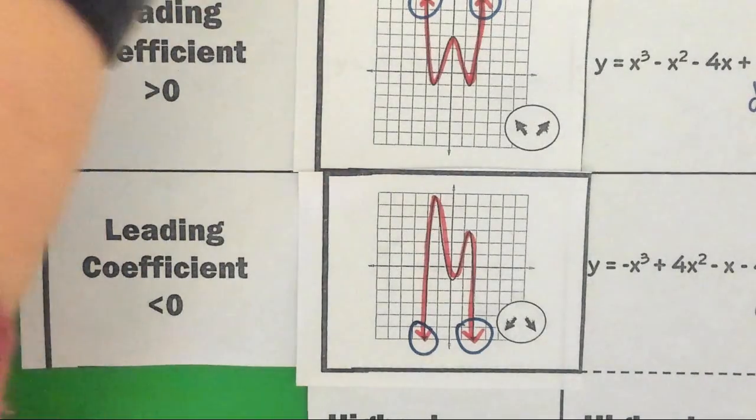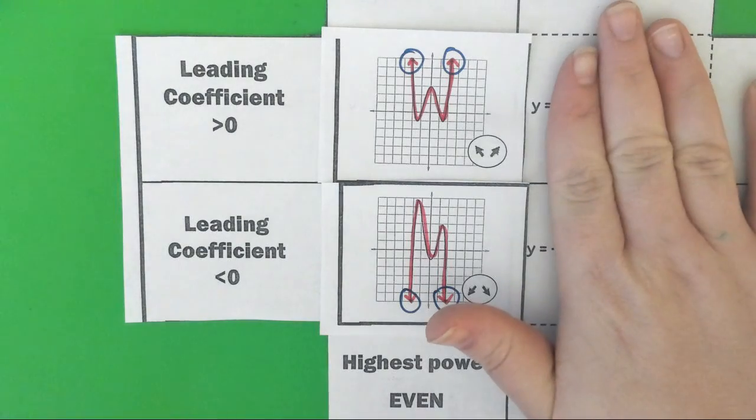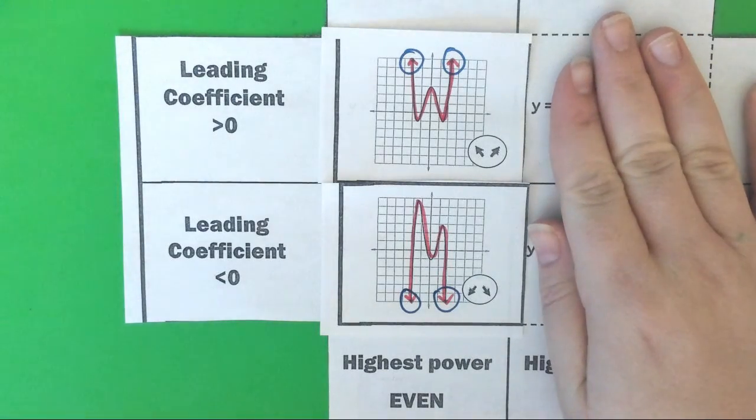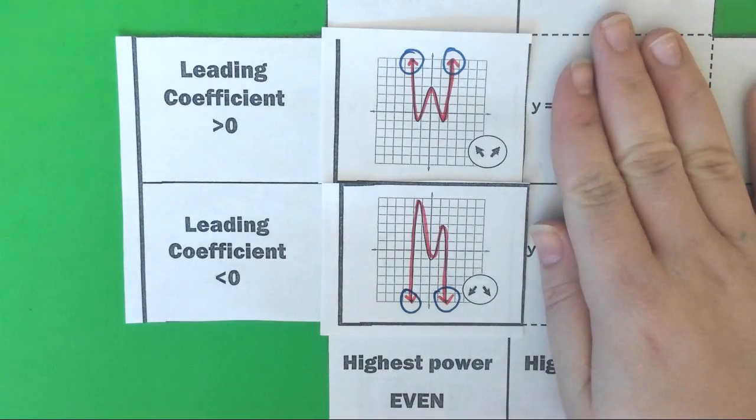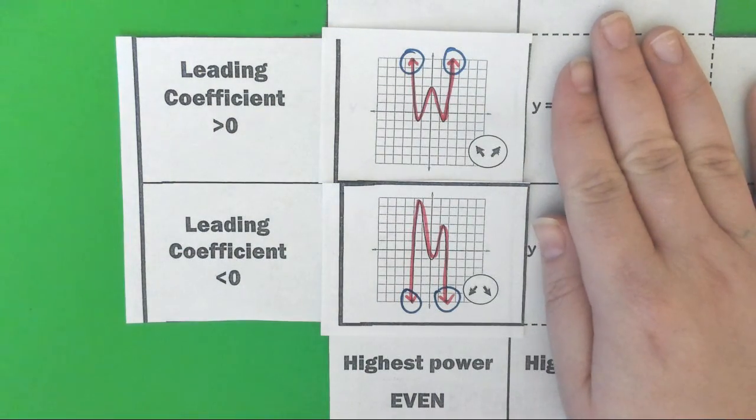So we're only talking about even degree ones. If our degree is even, so we're talking 2, 4, 6, 8, 10, an even number, either both ends are going up or both ends are going down. Let me say that again. If our degree is even, then either both ends of the graph are going up or both ends of the graph are going down.